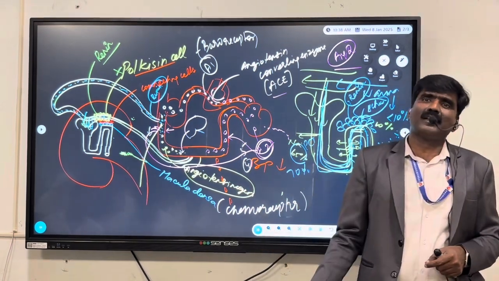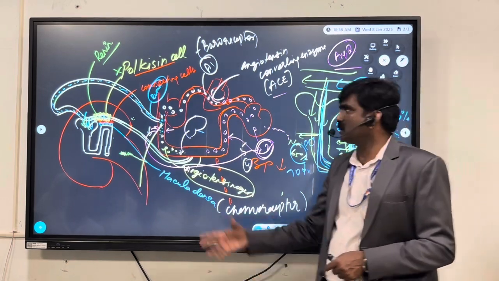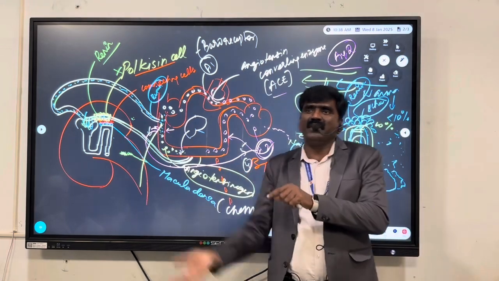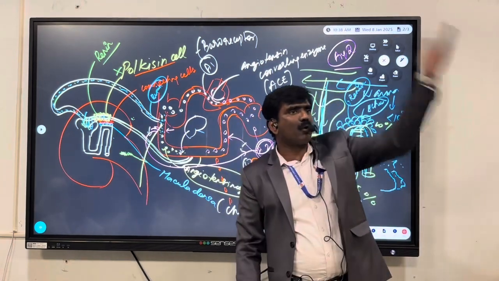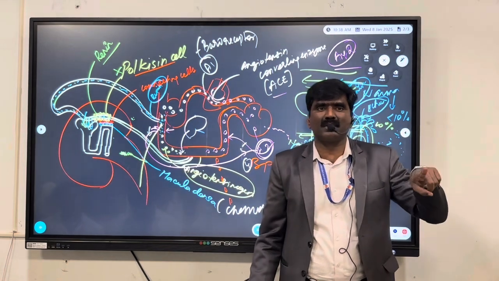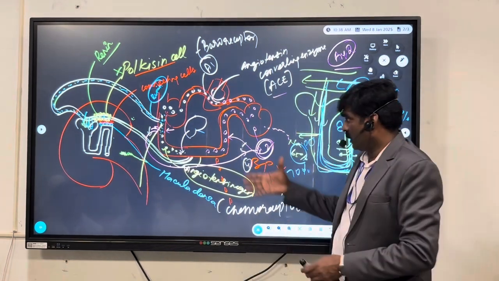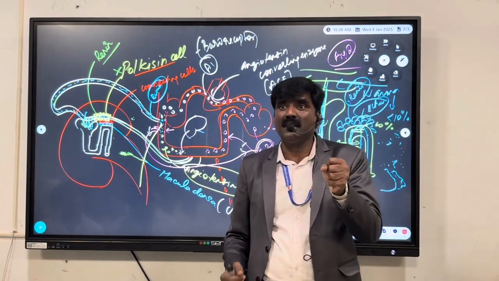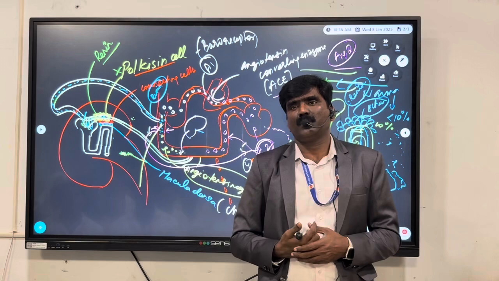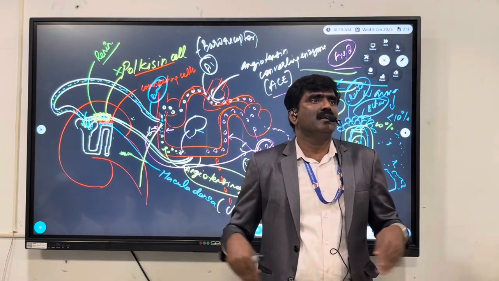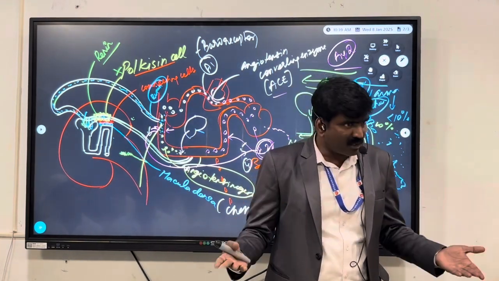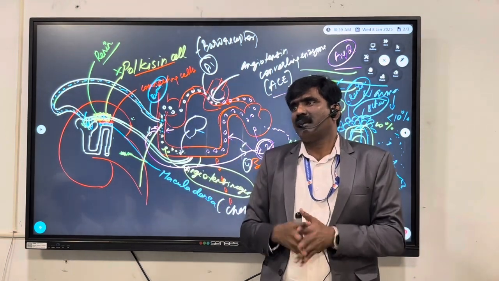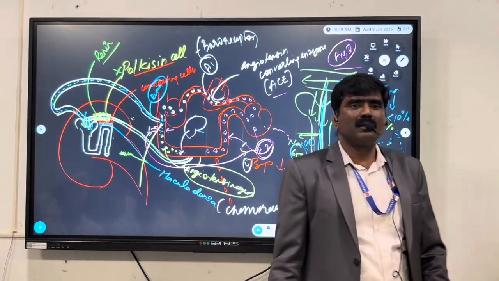And what is the function of angiotensin 2? Angiotensin 2 is to constrict the veins and arteries. If veins are constricted, venous return will increase, cardiac output will increase, systolic blood pressure will increase. If arteries are constricted, total peripheral resistance will increase, diastolic blood pressure will increase. So ultimately, the blood pressure will go high in the presence of renin. And renin is released by the juxtaglomerular apparatus.